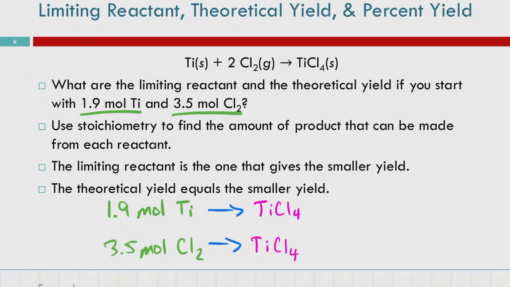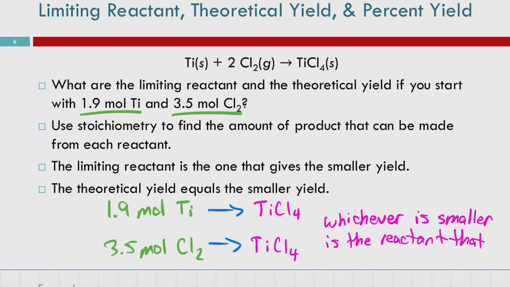An assumption that we're making when we do these calculations is that we have plenty of the other thing. It's just way easier to do it that way. So we'll figure out how much titanium chloride each of these makes. Whichever is smaller is the reactant that runs out first. The one that runs out first, that's our limiting reactant.